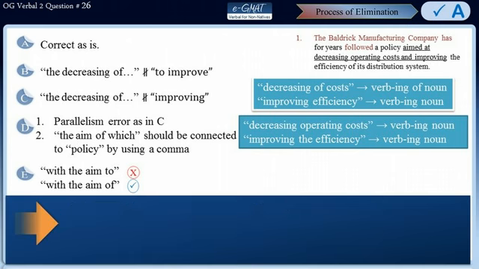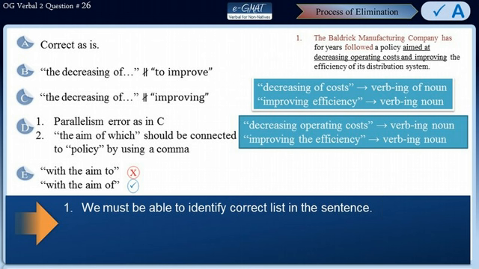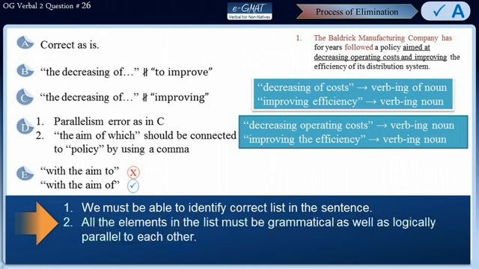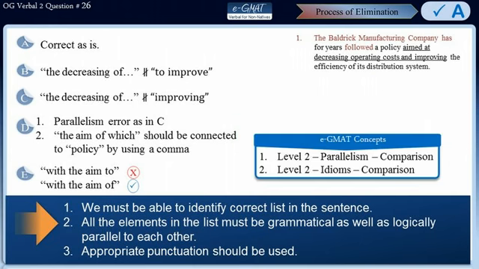Time for takeaway messages. We must be able to identify correct list in the sentence which pertains to parallelism, and we must make sure that all the elements in that list are grammatically as well as logically parallel to each other. Also, we must use appropriate punctuation to communicate the meaning of the sentence most effectively. The concepts tested in this sentence have been covered in e-GMAT concepts level 2 parallelism comparison and level 2 idioms comparison.